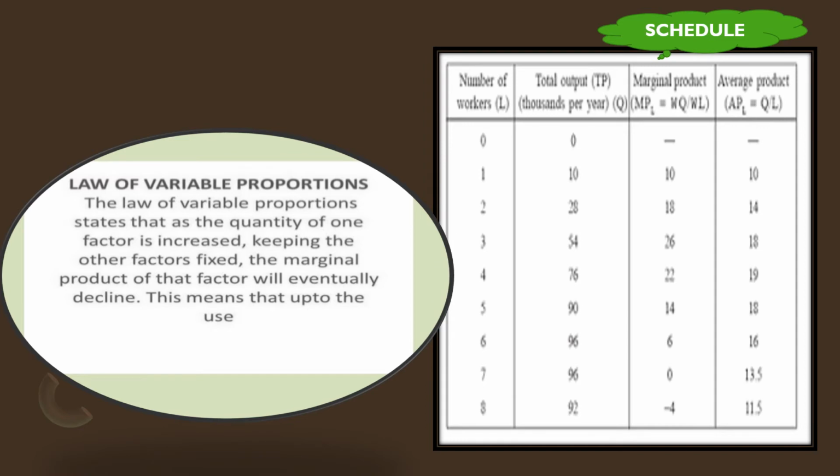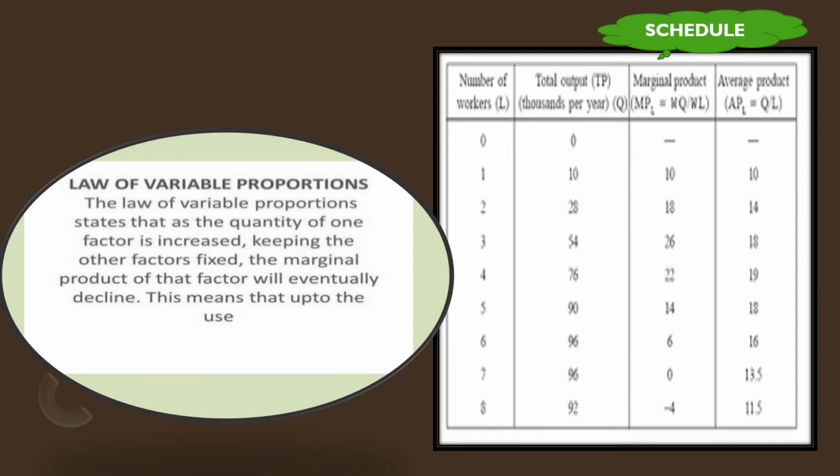Let us read the law of variable proportion. The law of variable proportion states that as the quantity of one factor is increased, keeping the other factors fixed, the marginal product of that factor will eventually decline.